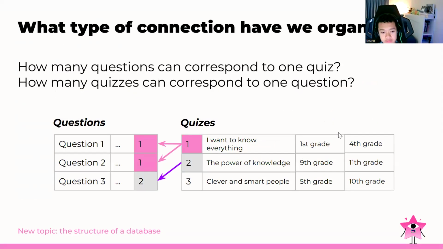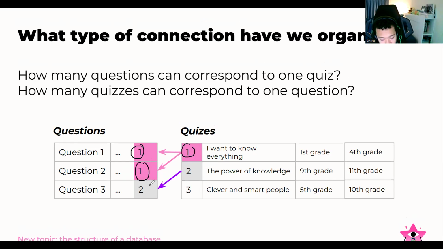And then the type of connections that we have organized here for this one. Now, how many questions can correspond to one quiz? And then how many quizzes can correspond to one question for this one? So basically, as you can see, we have two kinds of connections for the one. And then for the two, we have only one connection. So basically, it's also part of the grade. It will be the range maybe from the first grade to the fourth grade, and also for this one from 5 to 10, and also for this from 9 to 11. So basically, that's the range of the grade for this one.